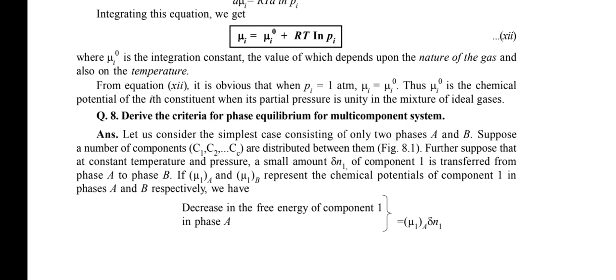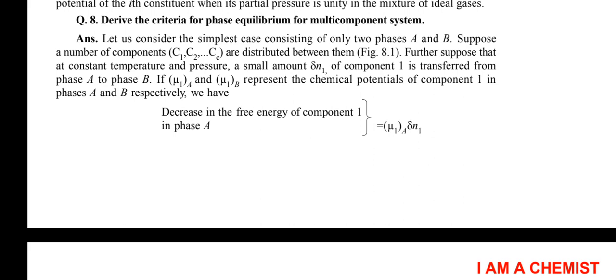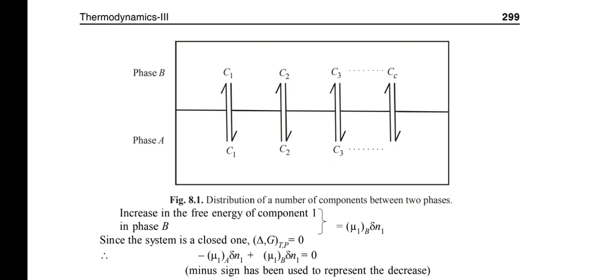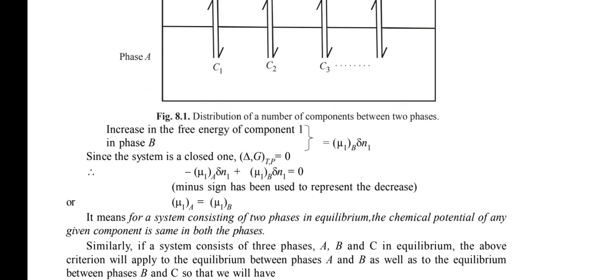If mu1A and mu1B represent the chemical potentials of component 1 in phase A and B respectively, we have decrease in the free energy of component 1 in phase A equal to mu1A into del N1. Increase in the free energy of component 1 in phase B equal to mu1B into del N1. Since the system is a closed one, del G at constant temperature and pressure equals 0. Minus mu1A del N1 plus mu1B del N1 equals 0.